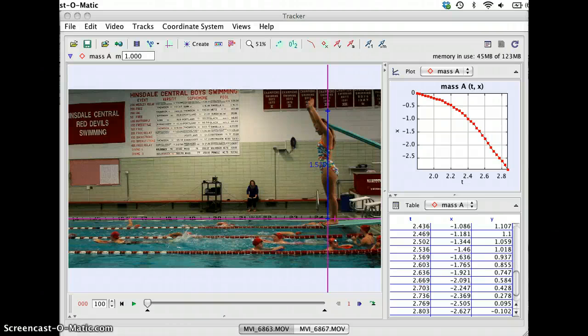This is Jessica, Peyton, Sarah, and Valeria's tracker project. Our question we're trying to solve for is how do the horizontal and vertical velocities of a good and bad dive compare, and how do these affect the launch and entry angles of the dive?